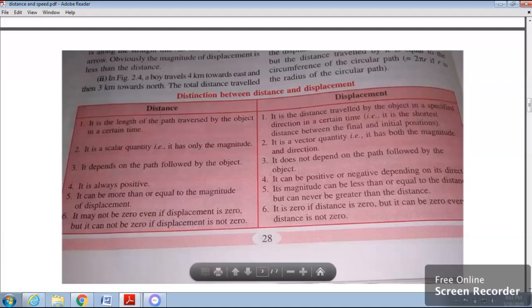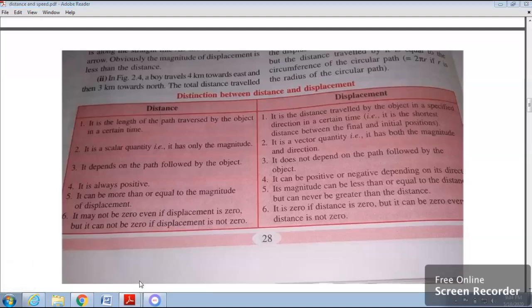Point number 3, distance: it depends upon the path followed by the object. Point number 3, in displacement: it does not depend upon the path. It only depends on the initial and the final position, the shortest distance between them. Distance is always positive. Displacement can be positive, negative or zero. Negative means depending upon the direction.